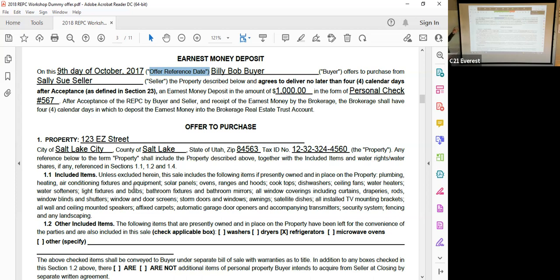All right. Agrees to deliver earnest money of $1,000. Any concerns there? Okay, in the form of personal check number 567. Any concerns? Is it typical to write the check number on there? No, I've never seen that before, but it shouldn't be. I guess it's okay. It doesn't have to be a cashier's check?